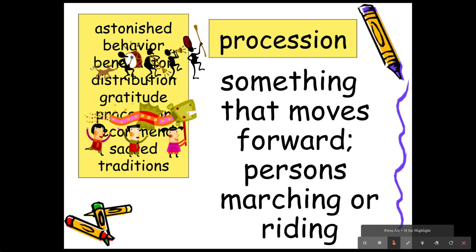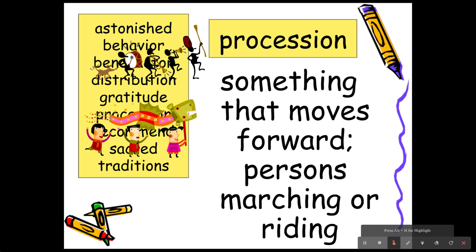Procession is something that moves forward, persons marching or riding. If you've ever seen a parade, you have seen a procession. And sometimes when you're walking to a special event, think of a graduation. People who walk in a graduation ceremony are in a procession. They're in a line, usually one after the other, following along for some event. If you've ever been to a wedding, you can see a procession as people come down the aisle, like the flower girl or the ring bearer. Those are people who are walking in procession.